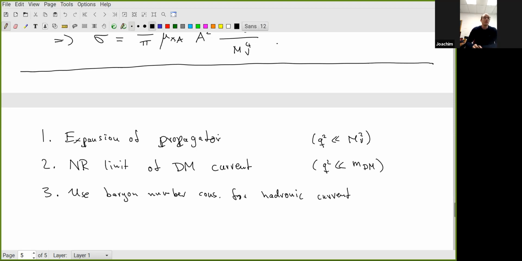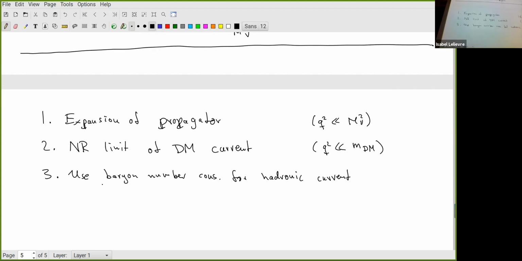So we will talk about expansion of this propagator. We will talk about how to take the general non-relativistic limit of a dark matter current, even if it's not a vector current. And then we will also talk about what to do with the hadronic currents. This problem is the most complicated because we need to both take the non-relativistic limit, and we have the complication that at low energies in the non-relativistic regime, these baryons are just bound states of quarks, so they're non-perturbative objects. So we need to see how to deal with this.